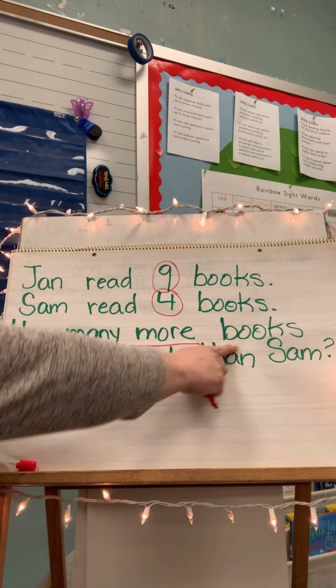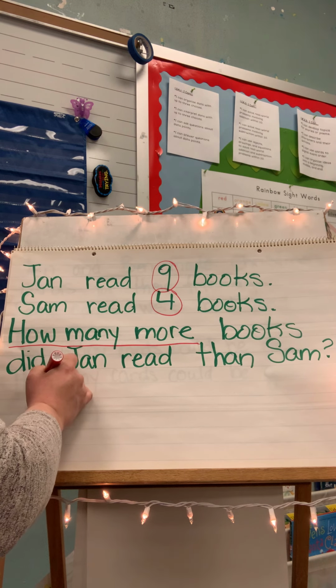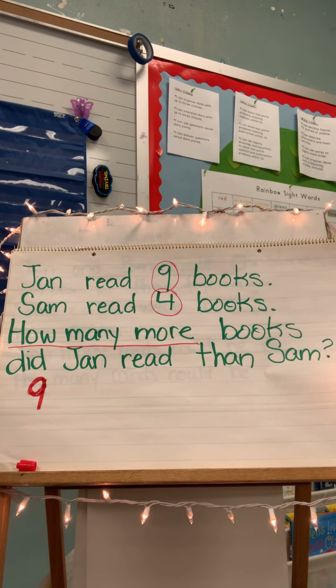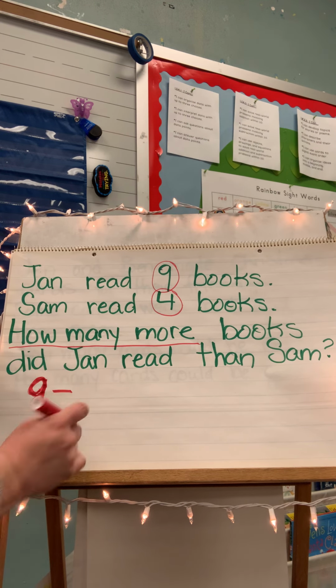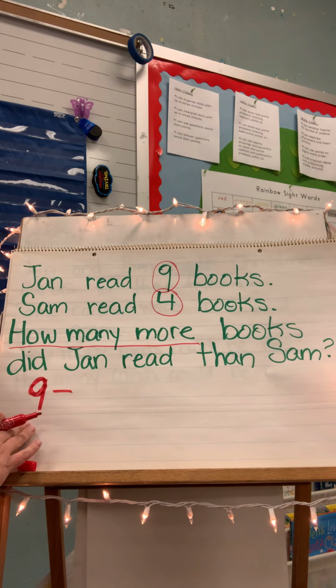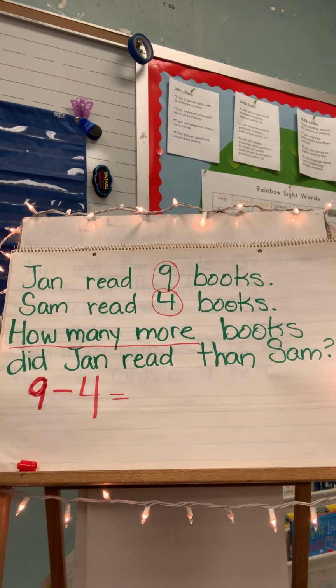It says how many more did Jan read? So Jan goes first. Jan read 9 books. We subtract when we're trying to compare two things. Jan read 9 books, Sam read 4 books. So it'd be 9 minus 4. And then we put the equal sign. And then over here, we're going to put our answer.